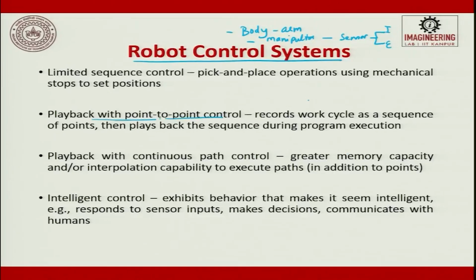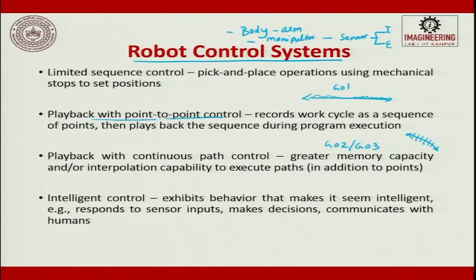He is only worried about the line in which he has to move. He is not worried about a little zigzag motion, but only about the start point and end point. Playback with continuous path needs greater memory capacity and interpolation capacity to execute a path. Like in a CNC machine, this is nothing but the G01 command, this is the G02 and G03 command. Start point, end point, interpolation, and several other details are to be loaded.